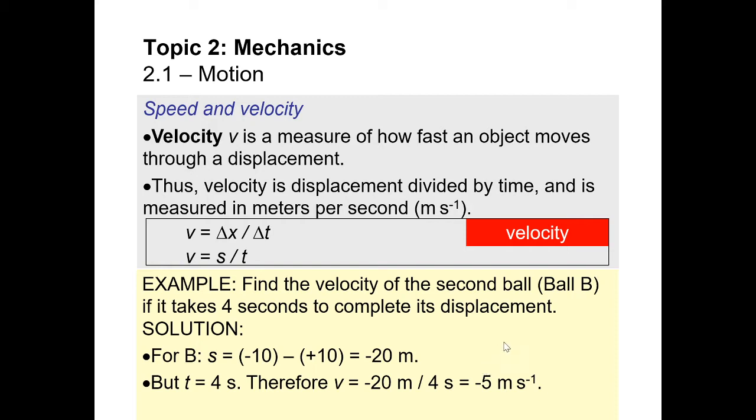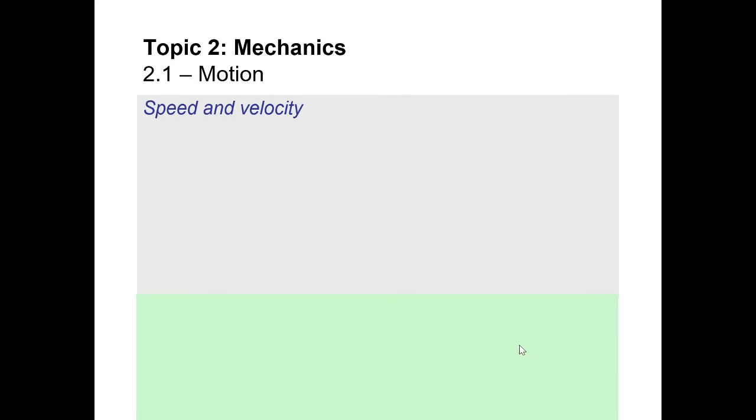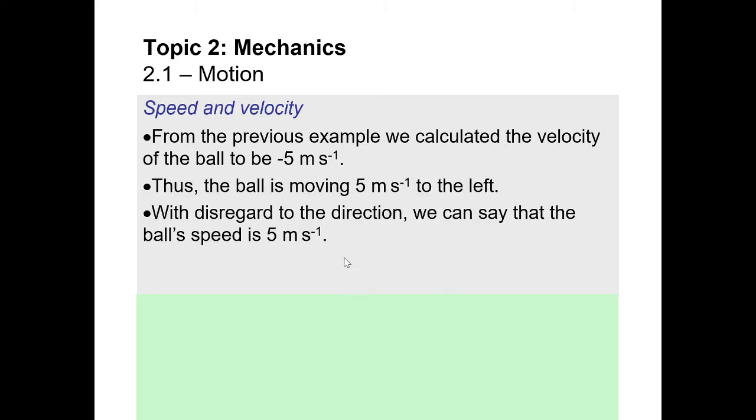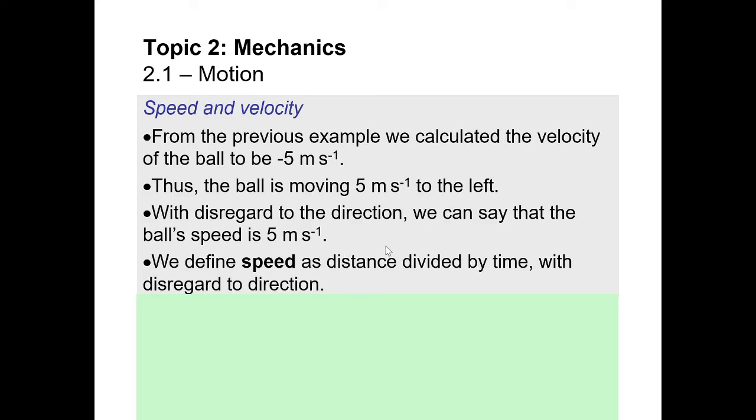Okay. So -5 meters per second. Now, since we're calculating velocity, velocity is equal to displacement over time. Velocity is a vector. Displacement is a vector. Time is a scalar. That means the direction for velocity comes from the direction for the displacement. Okay. So this is what we've already covered in the previous case.